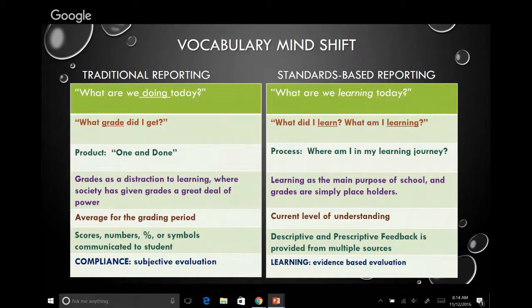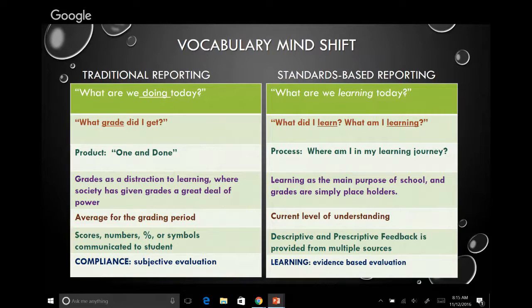And then in traditional reporting, it's what grade did I get, to standards-based, where it's what did I learn and what am I learning? And in a traditional reporting system, it's pretty much you did it, I've captured it, it's one and done. And then in a standards-based system, it's more of a process. So where am I in my learning journey?